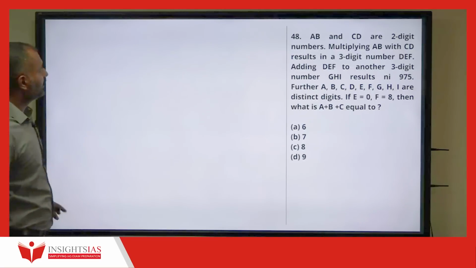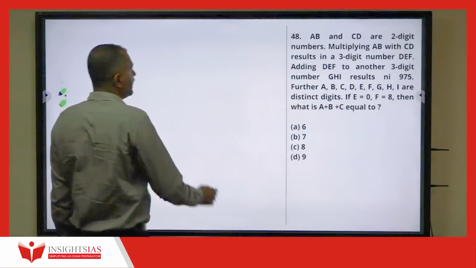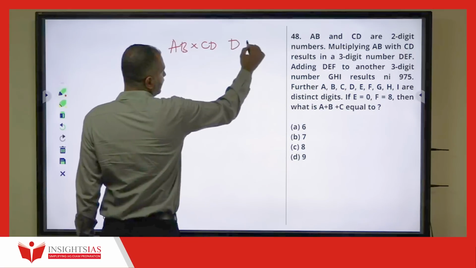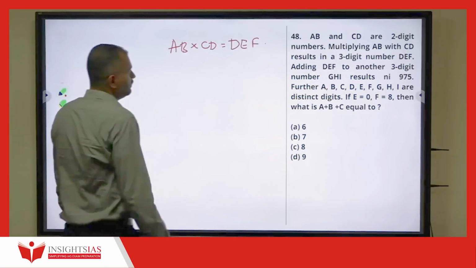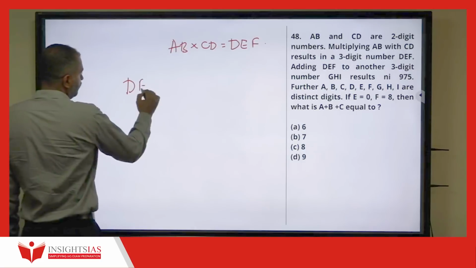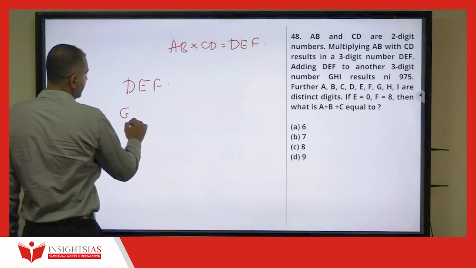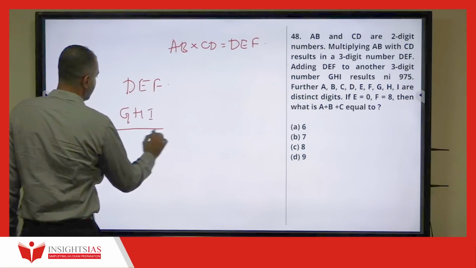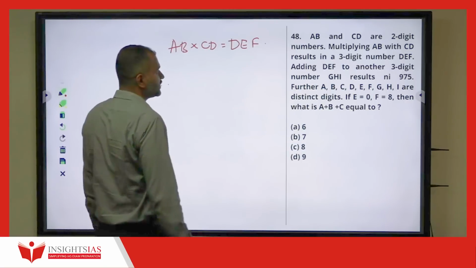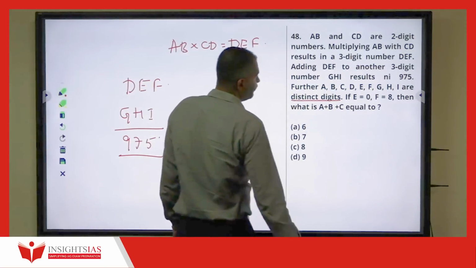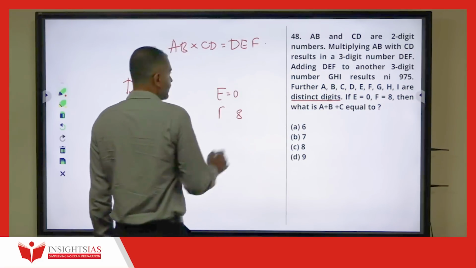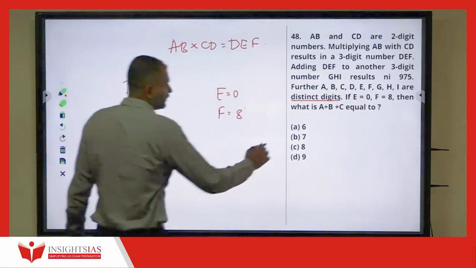Now, AB and CD are 2-digit numbers. Multiplying AB with CD, the result is a 3-digit number, that is DEF. Adding DEF to another 3-digit number GHI, the result is 975. Further, ABCD are distinct digits. If E is equal to 0, F is equal to 8, then what are the possible values of A plus B plus C?